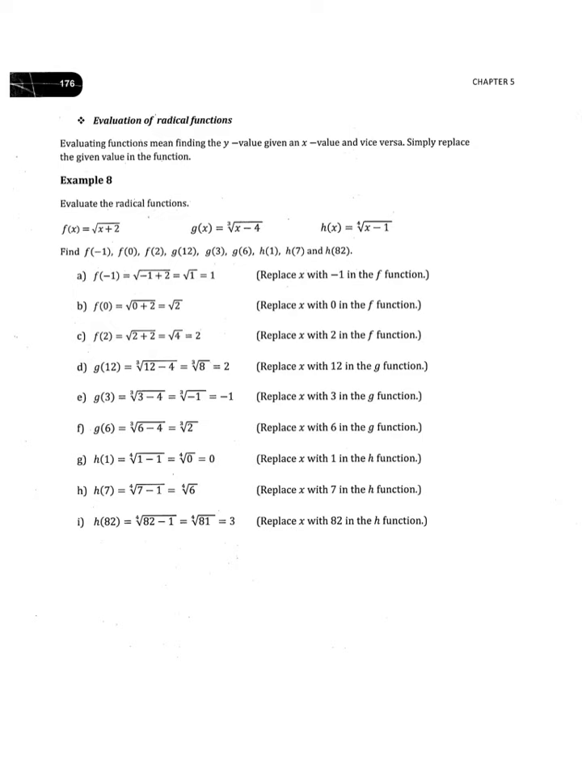All right, on this page we're just going to evaluate radical functions. We've got three functions here that have radicals in them. We've got f of x is the square root of x plus 2, g of x is a cubed root of x minus 4, and h of x is the fourth root of x minus 1. And we're just going to go down through these few examples. We're going to use f for the first three, and then we'll use g, and then we'll use h, just replacing what we're trying to evaluate into the function.